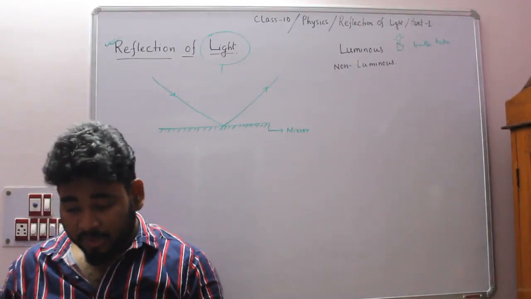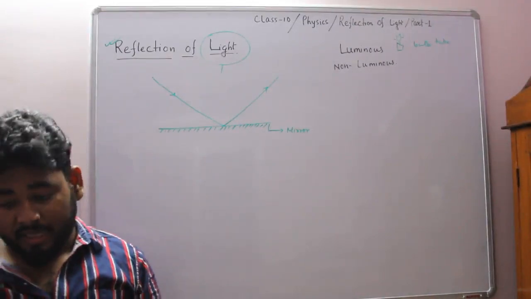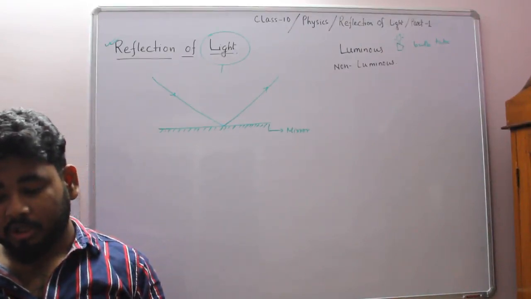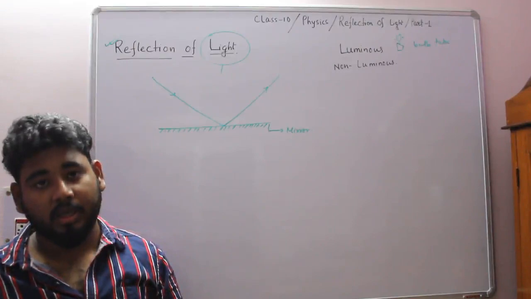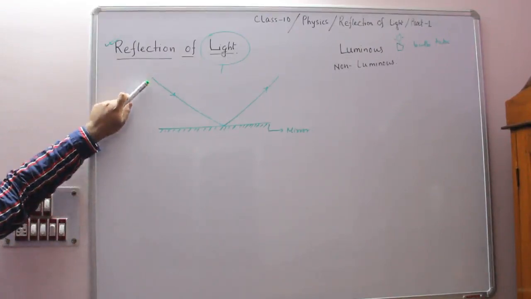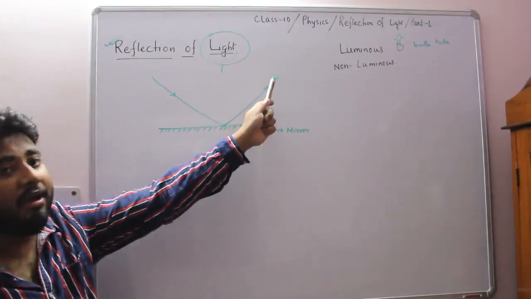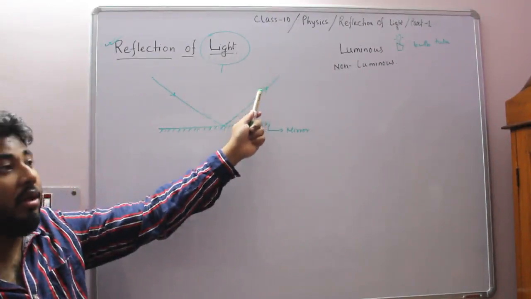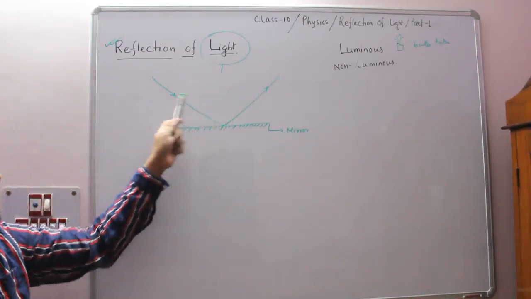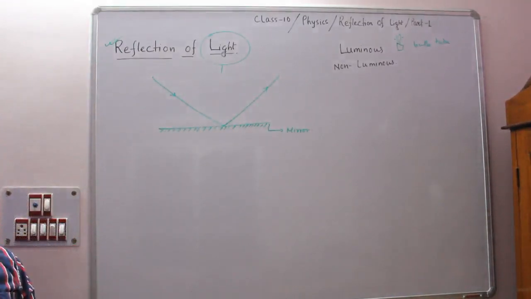Just write it. The process of sending back of light rays which fall on the surface of an object is called reflection of light. Understand? When light is sent back or bounces back when it falls on the surface of any object, the process is called the reflection of light. Okay.